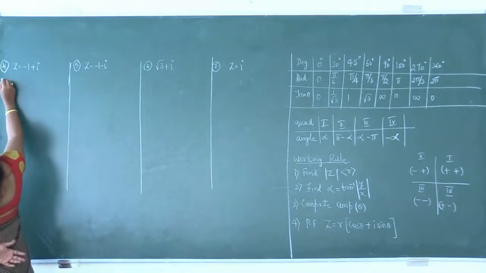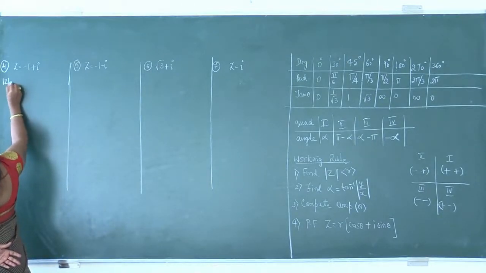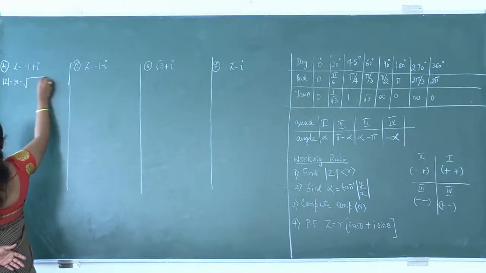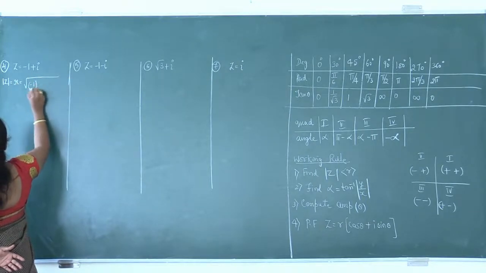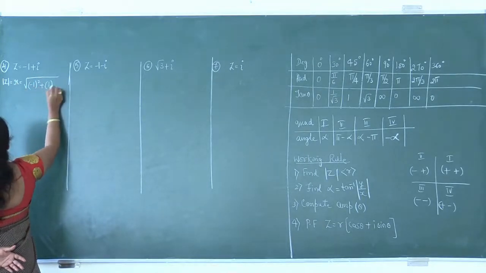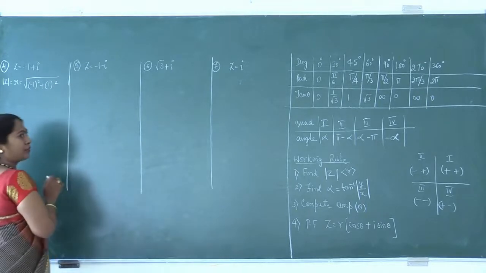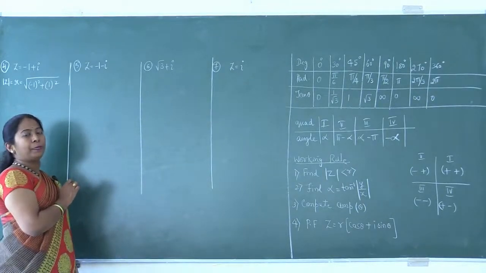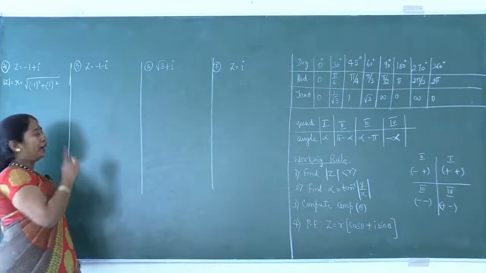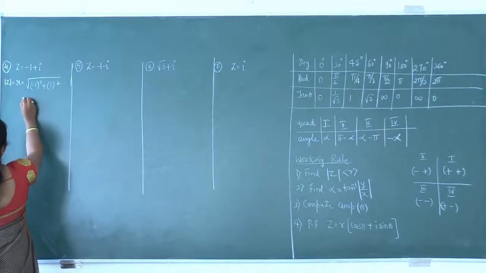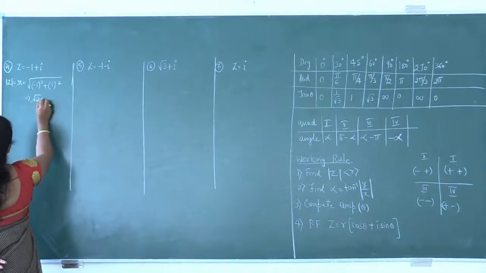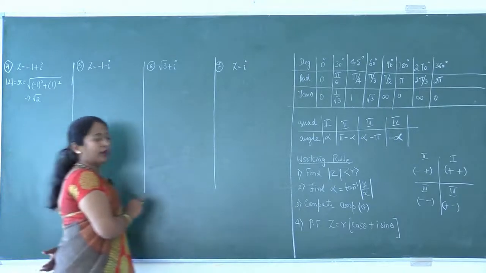So mod z is equal to r, which is equal to square root of real part square plus imaginary part square. What is the coefficient of real part? Minus 1. What is the coefficient of imaginary part? Plus 1. So this will sum up to root 2. Call this as r. What is the next step?